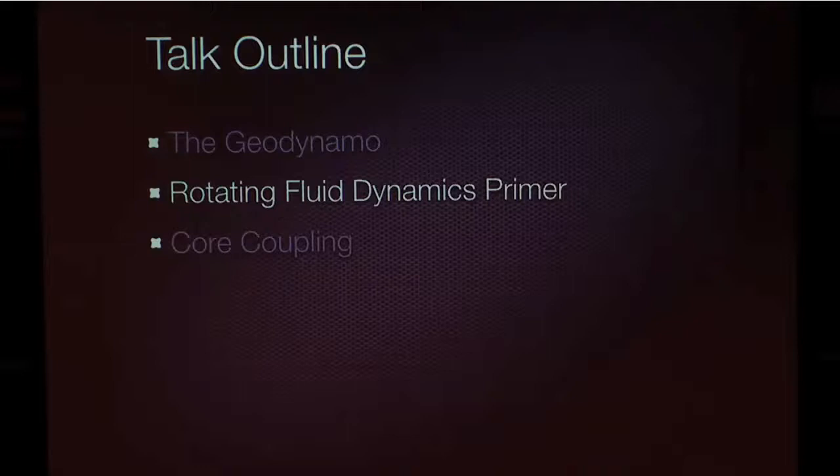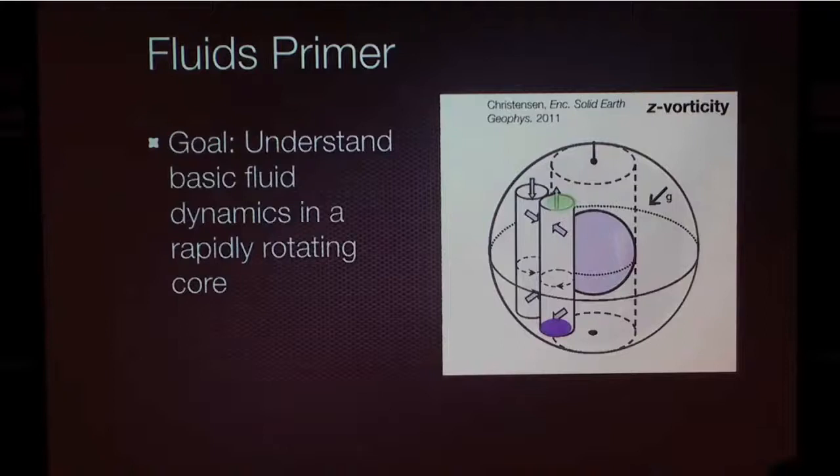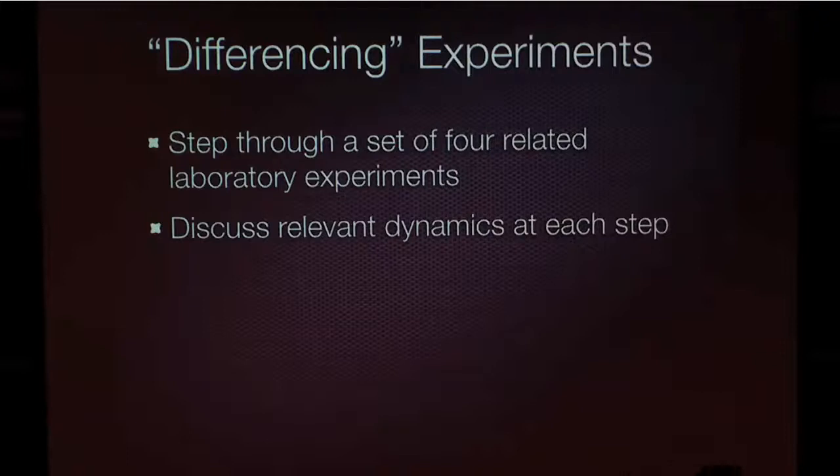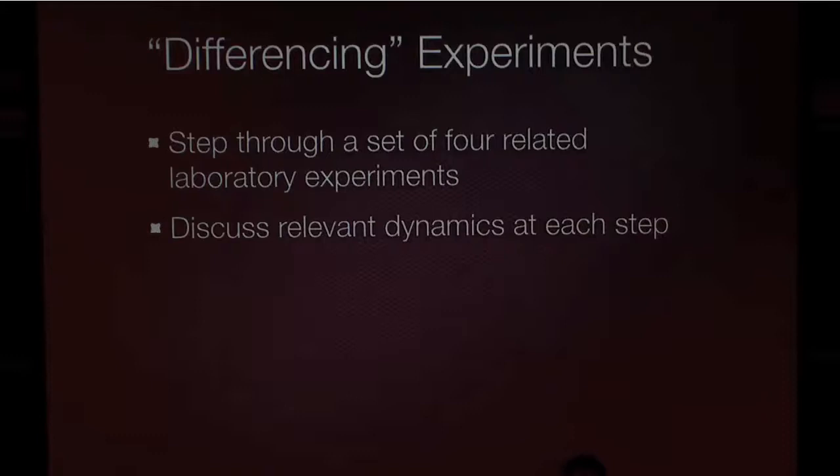And now let's get to the fluids. And the fluids hold on really any rotating body with relatively low viscosity fluid. And our goal is to get some clue as to how these dynamics are functioning. So the way we're going to do that is through a bunch of differencing experiments. I'm going to attempt to build up some basic intuition by doing four different experiments. We did them in the lab a couple years ago, and we're going to show them step by step and just walk through. And as we do, we'll kind of increase in complexity. Again, hopefully they'll make sense as we go. If not, just stop me.